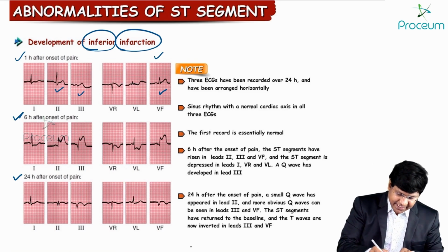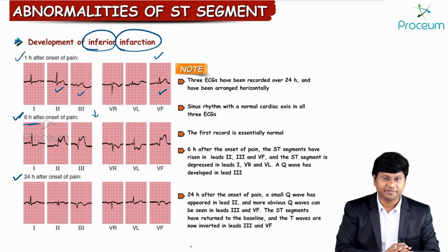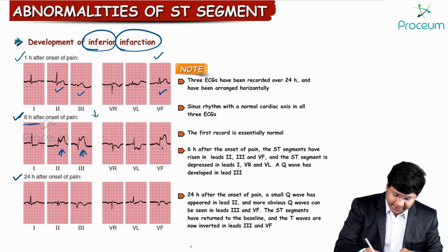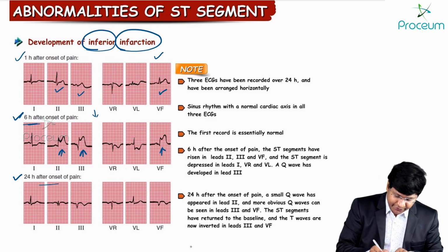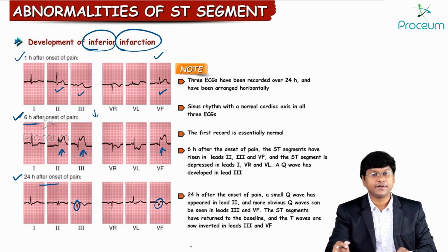Whereas, subsequently, if you see the same patient after 6 hours of onset of pain, you can make out the ST segment elevation in the inferior leads, that is 2, 3, AVF. And after 24 hours of the onset of pain, you have the absence of the R wave and the appearance of the Q wave.